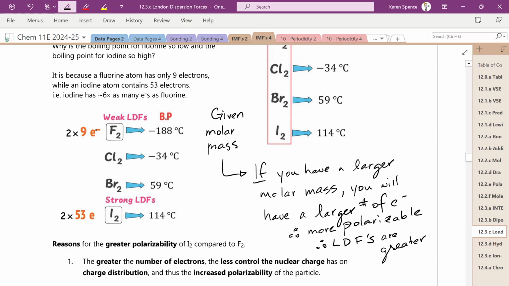So you can see fluorine has 2 times 9 is 18 electrons, and its boiling point is negative 188 Celsius. Iodine has 2 times 53, which is, what's 2 times 53? 106 electrons, and its boiling point is positive 114. So it makes a huge difference here, yes? Iodine has so many more electrons, and so the intermolecular forces are much stronger. The LDFs are stronger.